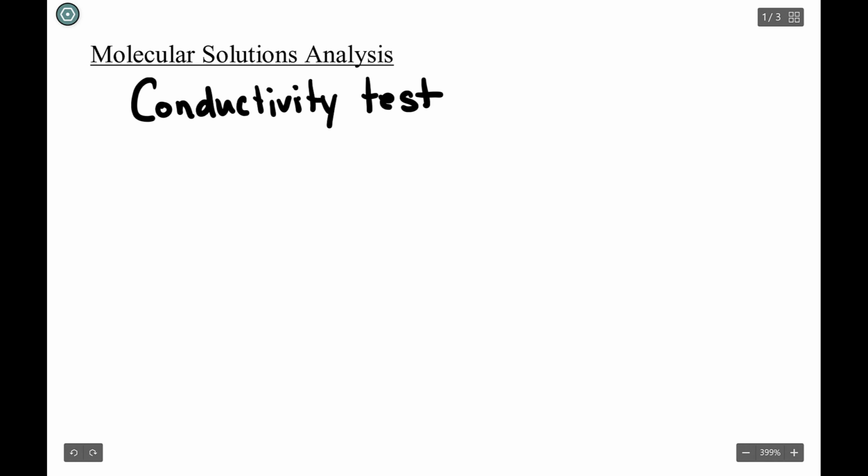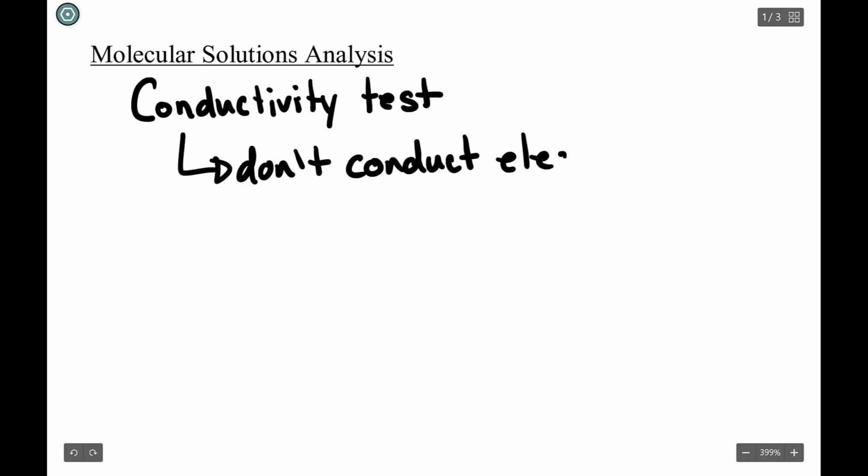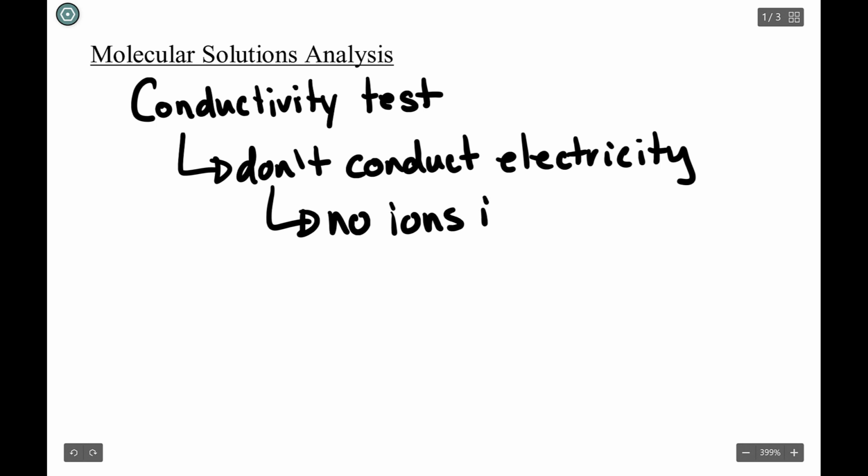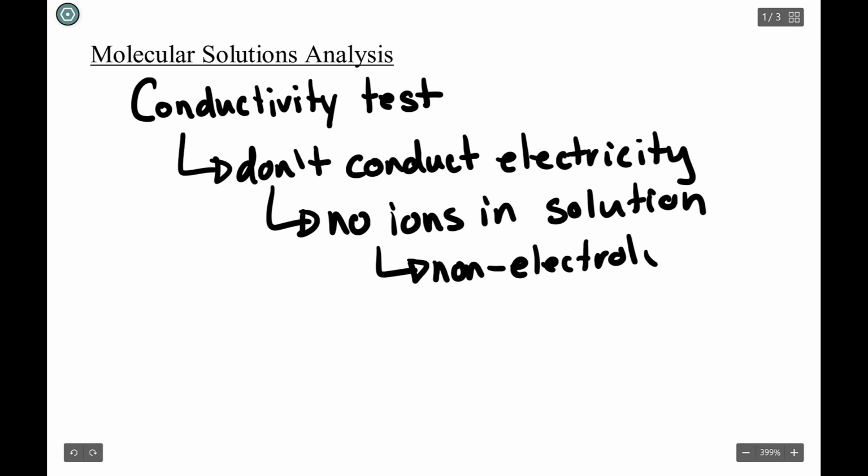Okay, and so a conductivity test measures electrical flow and charge. The biggest thing about molecular solutions is that they do not conduct electricity, because there are no ions in solution. And the reason there's no ions in solution is it's a non-electrolyte. So a non-electrolyte has no ions in solution.